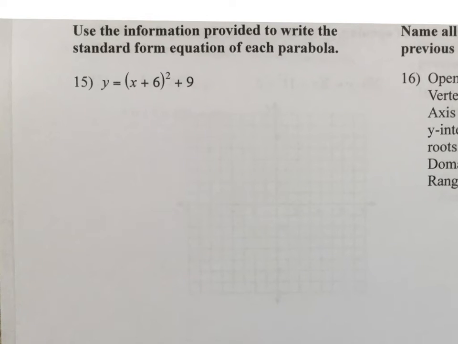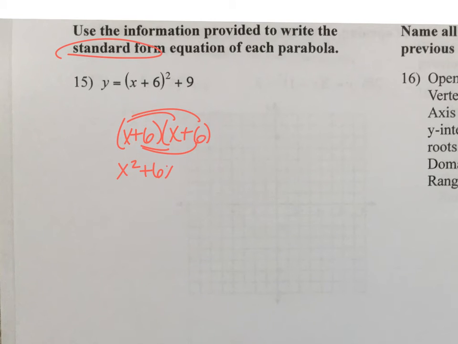Question 15 here is asking me to move into standard form. Remember, standard is the one that gives us our y-intercept, our ax squared plus bx plus c. Most of this we did last week, so this is just a review of that. x plus 6 squared, so we're going to do the parentheses part first. And I have to double distribute, so that's x squared plus 6x plus 6x plus 36. If there was a number in front of this, we would bring that down to multiply, but there isn't, so we can just leave that there.